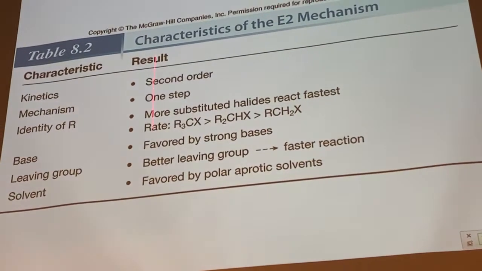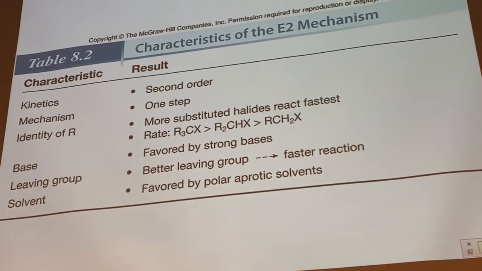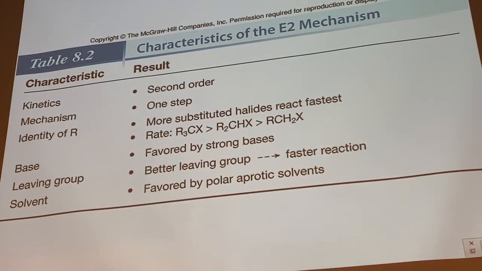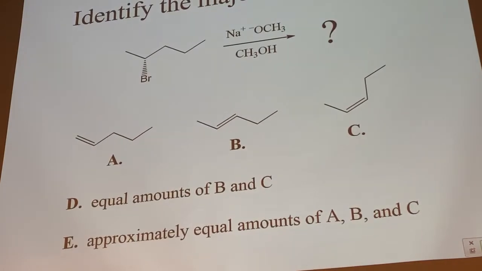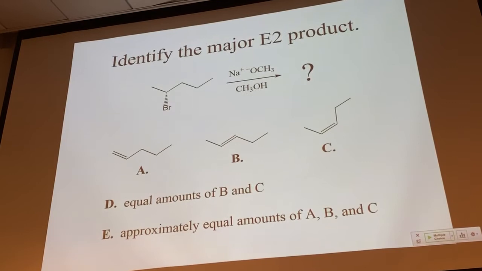This table summarizes those characteristics that we've gone over with the E2 mechanism. And the kinetics, of course, are experimentally determined. More substituted alkyl halides reacting faster. We explained that here on this upper board. We talked about the base, the leaving group, and polar aprotic solvent. So you should be able to explain these bullet points in this table, much like in the other tables we've gone over.